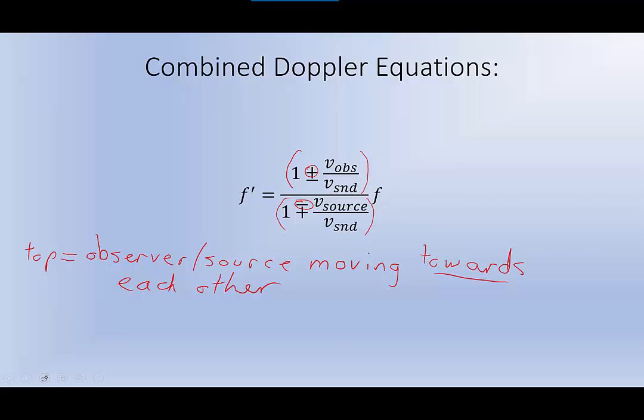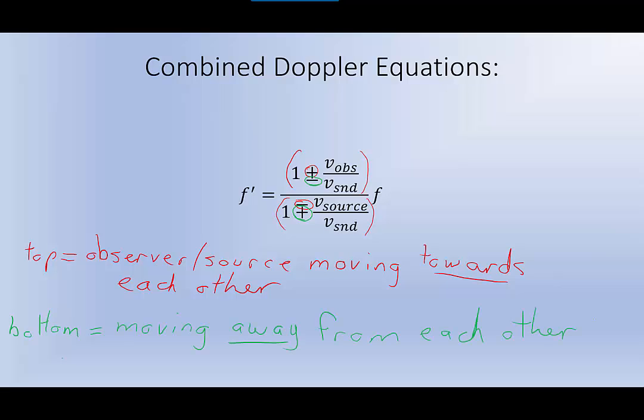And it doesn't matter which is moving, the observer or the source, because if the observer is not moving, then v observer becomes 0, and the numerator of the large fraction here becomes 1. Similarly, if the source is not moving, then v source becomes 0, and the denominator becomes 1. So it all works out depending on what you're looking at. If the observer and the source are moving away from each other, then we use the bottom arithmetic functions.